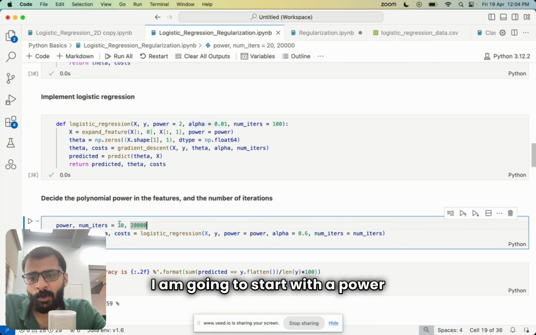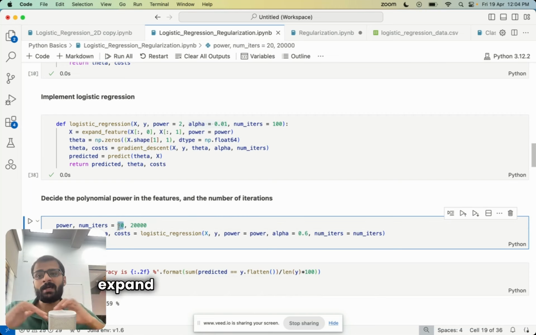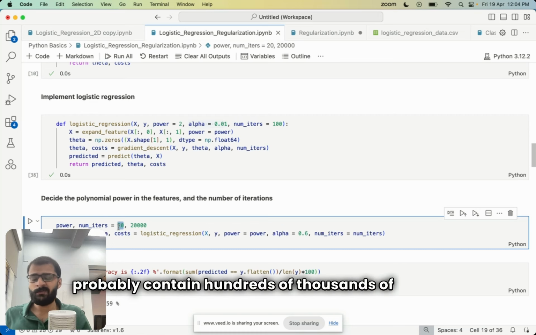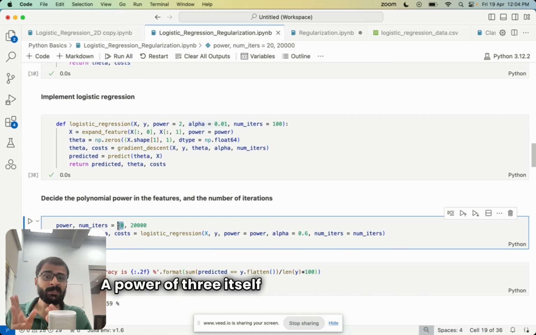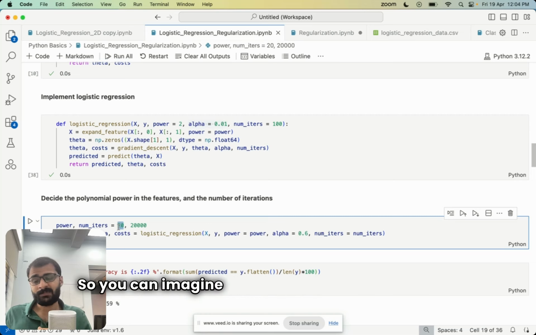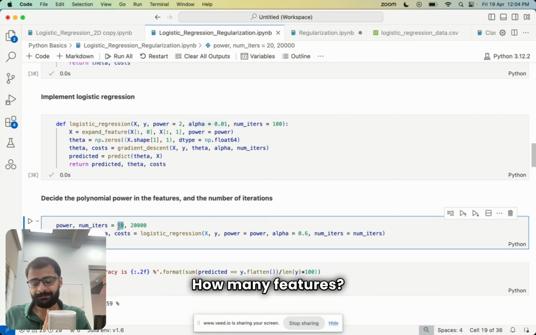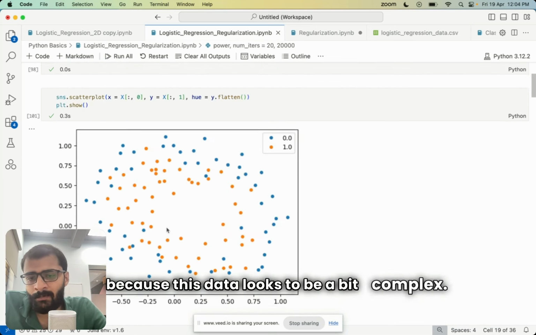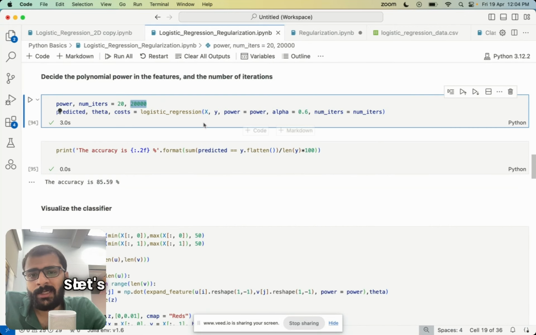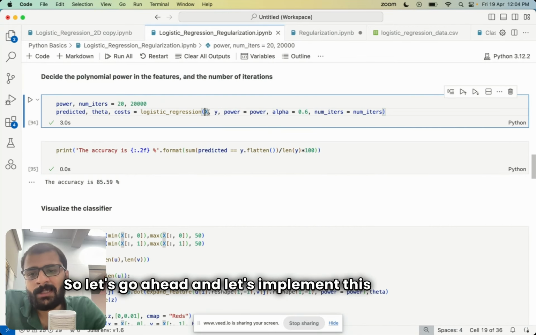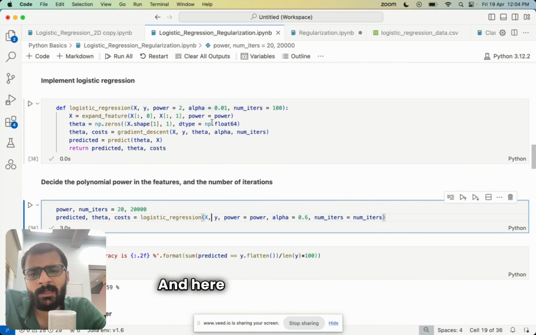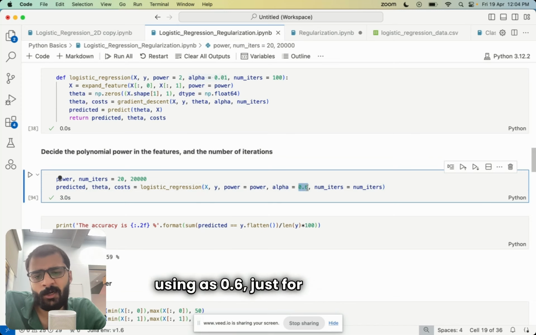I'm going to start with a power of 20, which means I'm going to expand the data into a 20 dimensional data set. As humans, we cannot even imagine what this will look like, and it will probably contain hundreds of thousands of features. A power of 3 itself contains 9 features, so you can imagine how many features a power of 20 will contain. And I'm going to do this for 20,000 iterations because this data looks to be a bit complex. So let's go ahead and implement this algorithm for a power of 20, number of iterations as 20,000, and here the learning rate I'm using is 0.6 just for reference.